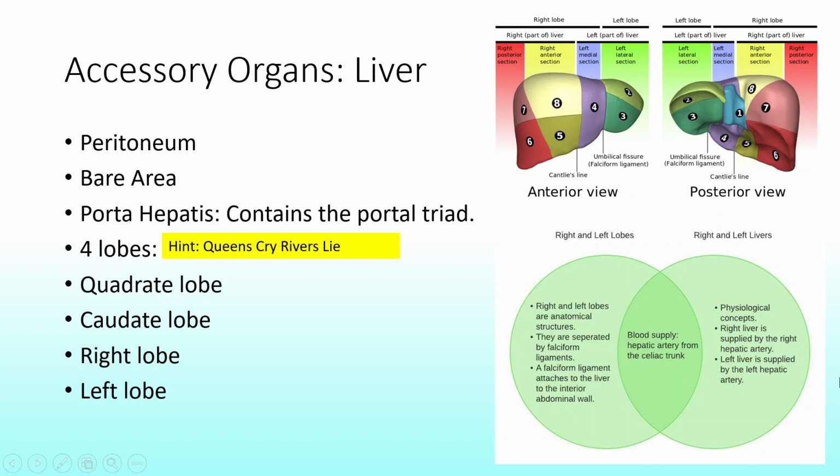And here is a comparison and contrast. So the right and left lobes are anatomical structures. They're separated by the falciform ligament, which attaches the liver to the anterior abdominal wall. Whereas the right and left livers are physiological concepts. So I'm just comparing and contrasting that. And the right liver is supplied by the right hepatic artery, and the left liver is supplied by the left hepatic artery. So essentially, for the whole liver, the main blood supply is the hepatic artery from the celiac trunk.